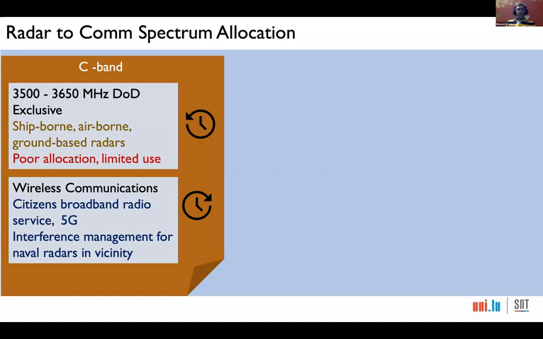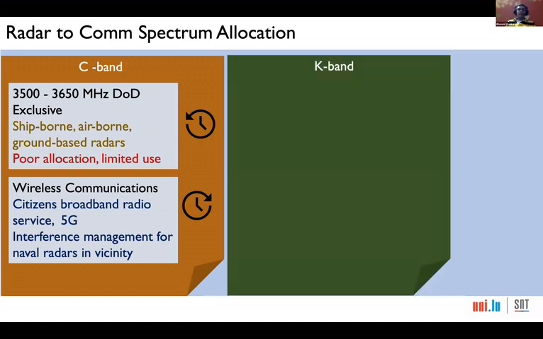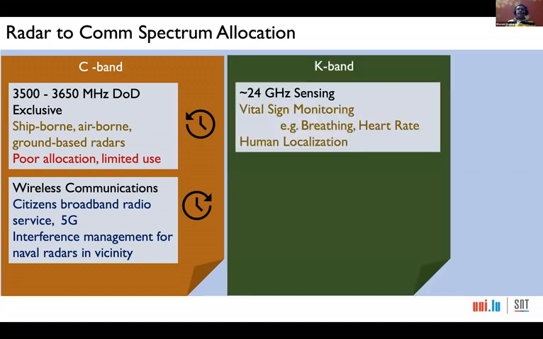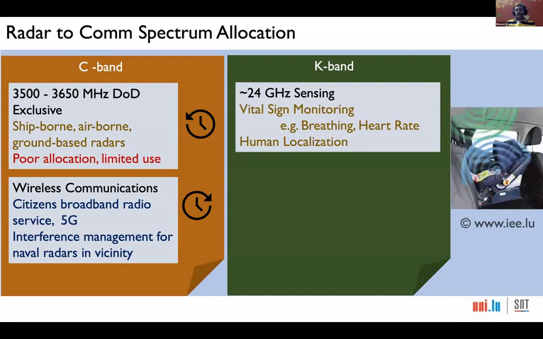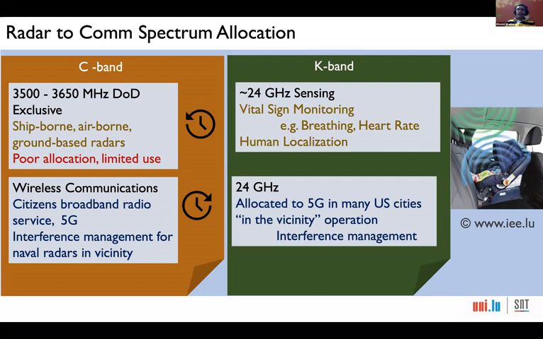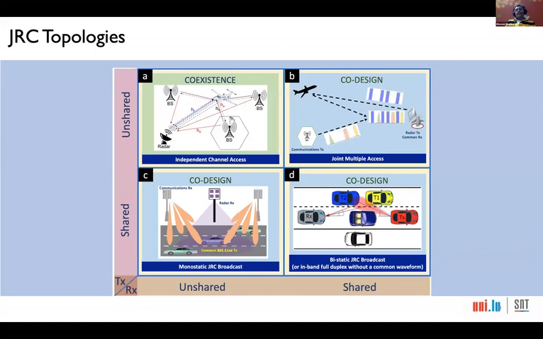Similarly, in the K-band, 24 gigahertz sensing was used for vital sign monitoring, for example breathing and heart rate, using radars without the need for any medical instruments, and also for localization. But now it has been allocated to 5G in many US cities. So in that sense, there is a need for coexistence of radar and communication.